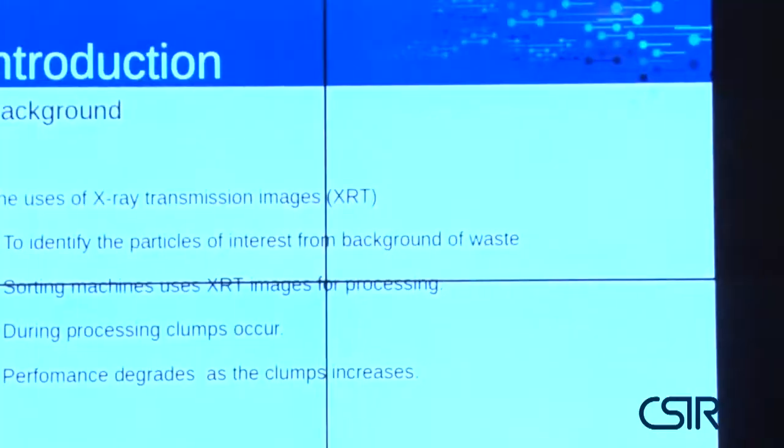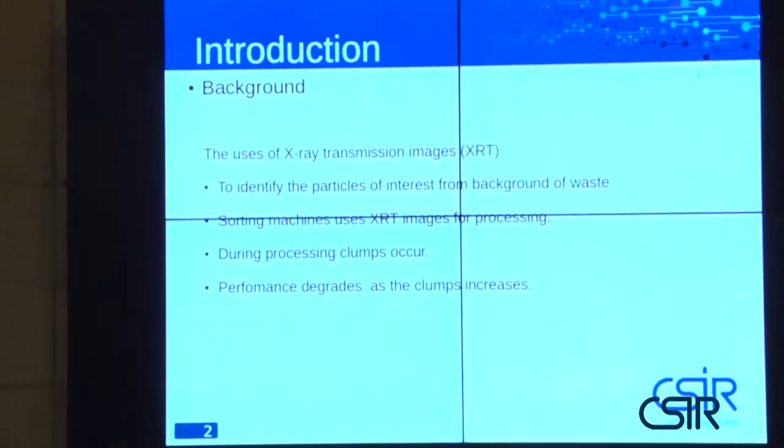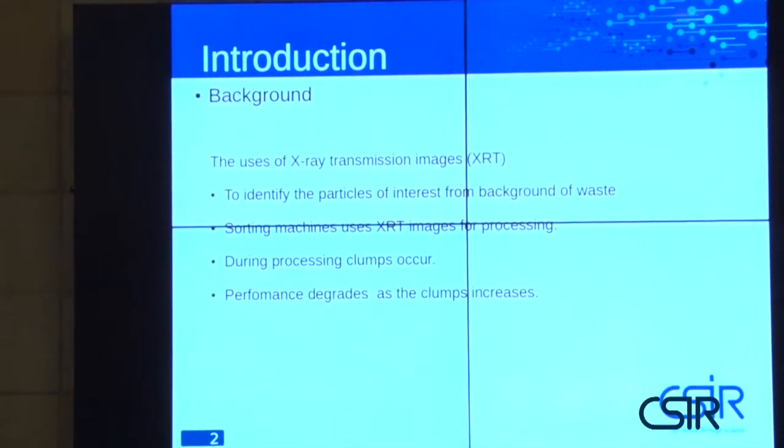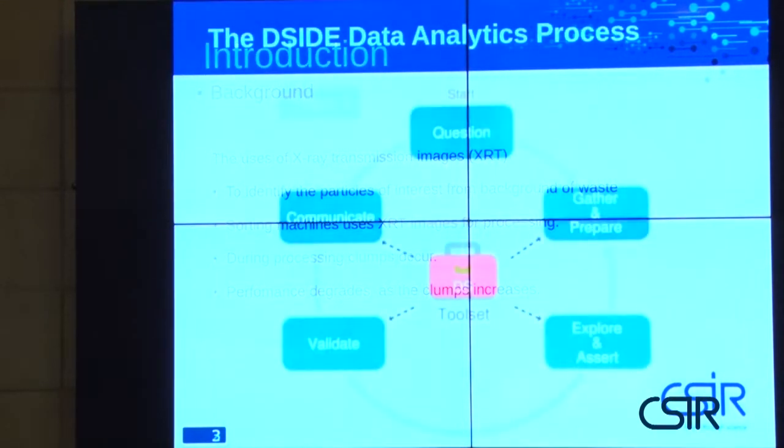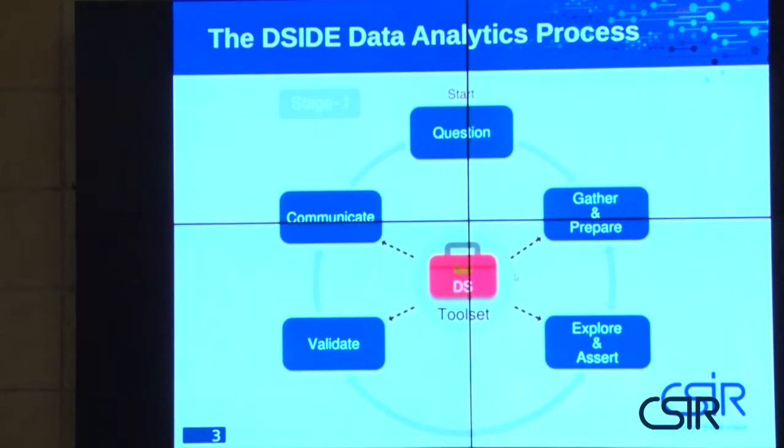So you'd find that something like conveyor belts uses this image to sort out particular particles on the conveyor belt that would be required. And during the process, particles clump up or just come together, and this degrades the performance of the sorting. So we are going to use the data analytics process to find an intuitive method in which we can address that problem. So we are going through that whole process.